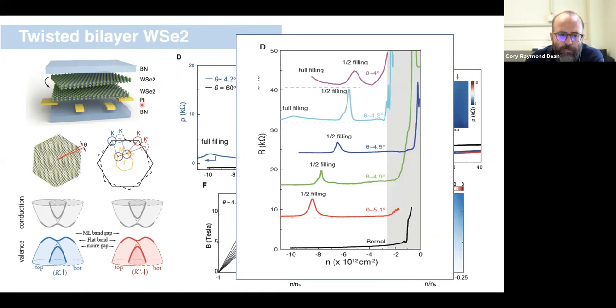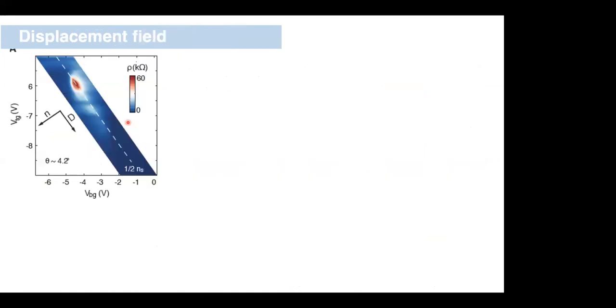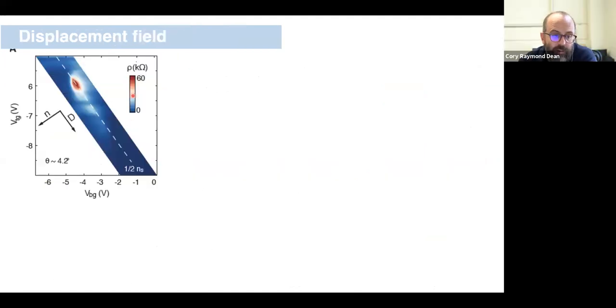So what we can do is independently apply a bias to the top and bottom gate. As a consequence, we can independently vary the density of carriers in the system, separately from the electric field that we apply across the two layers.